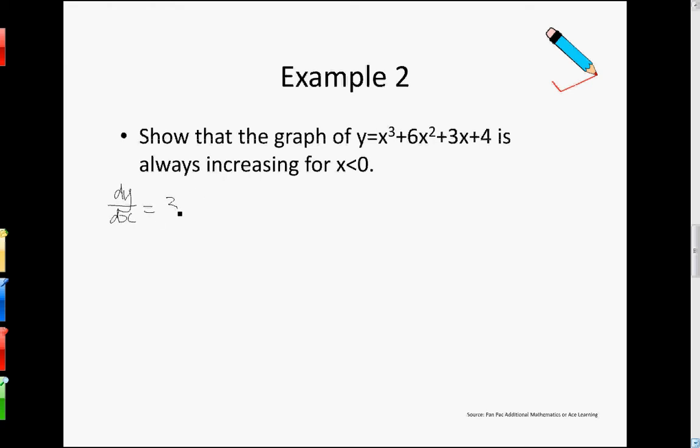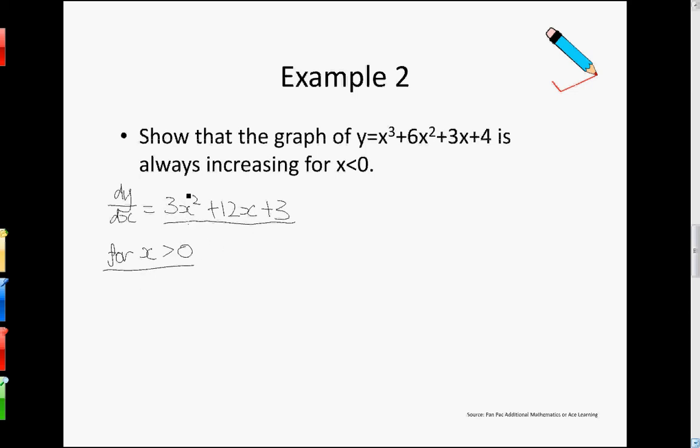Okay, so the x cubed becomes 3x squared, 6x squared becomes 12x, and the 3x just becomes 3, 4 becomes 0. Okay, so this is my gradient function. Okay, well, so for x more than 0, tell me what happens to the gradient function. Okay, so let's just see.